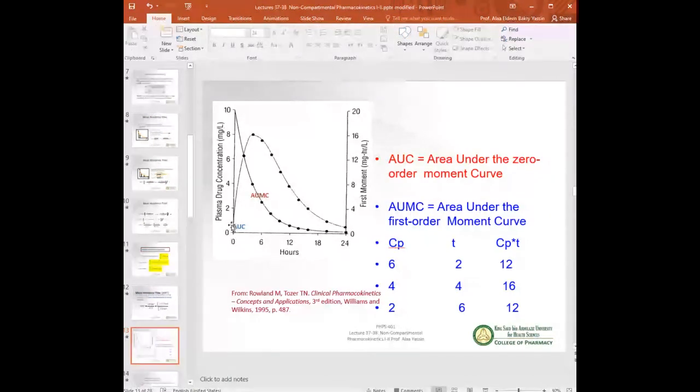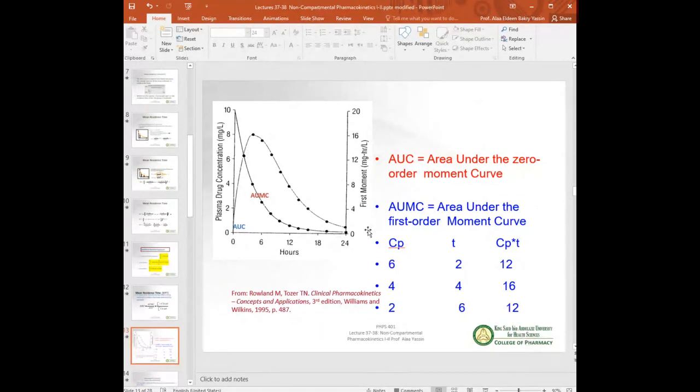So the AUMC curve is a bell-shaped curve that is obtained by plotting the multiple of the plasma concentration by the sampling time of this concentration on the y-axis against the sampling time again, obtaining a new graph. The area under this graph will be determined by the same trapezoidal method. The same trapezoidal method will be used to determine the area under the AUMC curve.